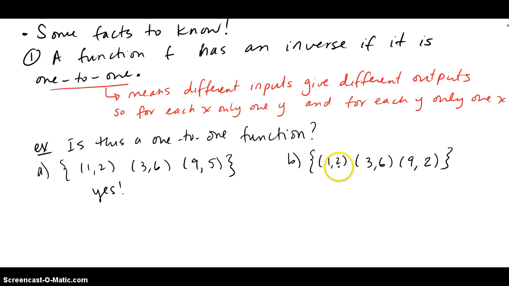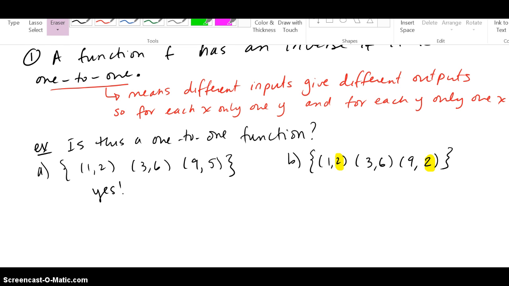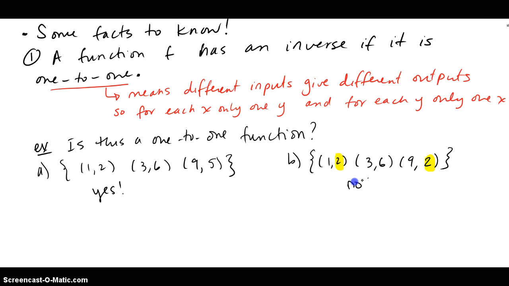Part B, 1 is associated with 2, 3 is associated with 6, but then all of a sudden, 9 is also associated with 2. So y's are repeating, and different inputs are giving the same output, so this would be a no. This is not a function. Or it is a function, I'm sorry, but it is not a 1-to-1 function. Remember, for a function, each x should have only one y. Now it's stricter. Each x only has one y, and each y has only one x.